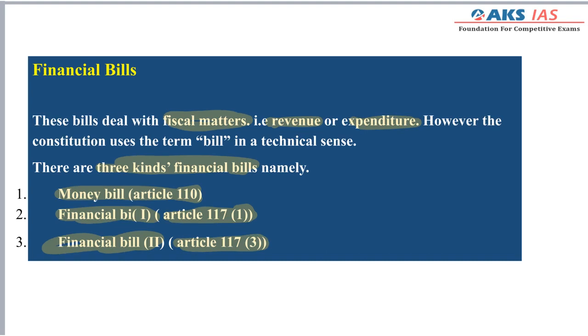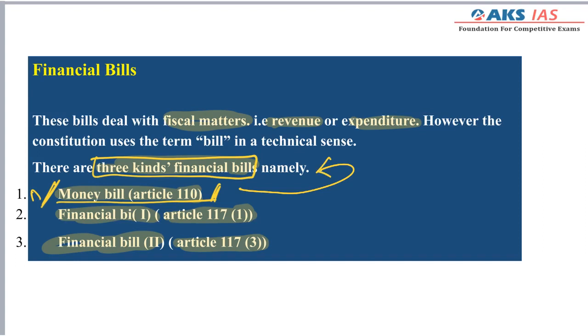As we have seen 4 types of bills: money bill, financial bill, ordinary bill and the constitutional amendment. Here I am saying there are 3 kinds of financial bills, and within these financial bills again I have mentioned the money bill. This classification shows that the money bill is nothing but a subspecies within the financial bill. So we can conclude that all money bills are financial bills, but not otherwise.